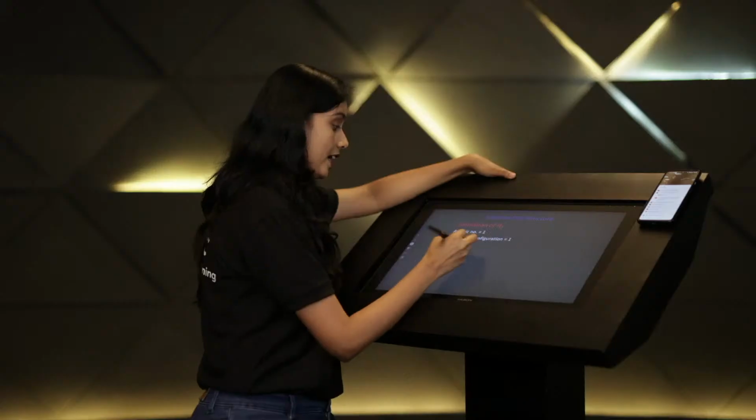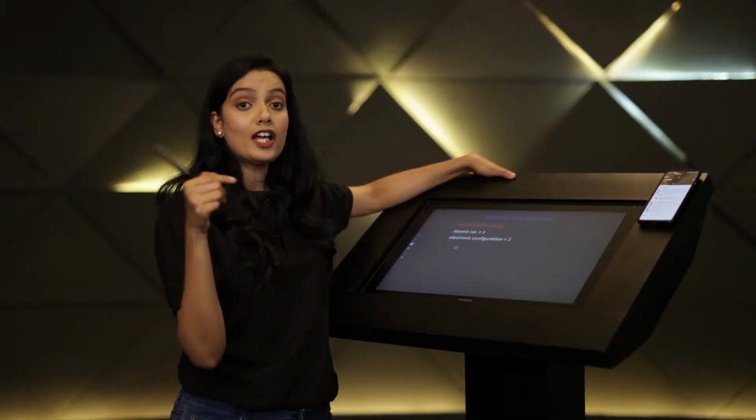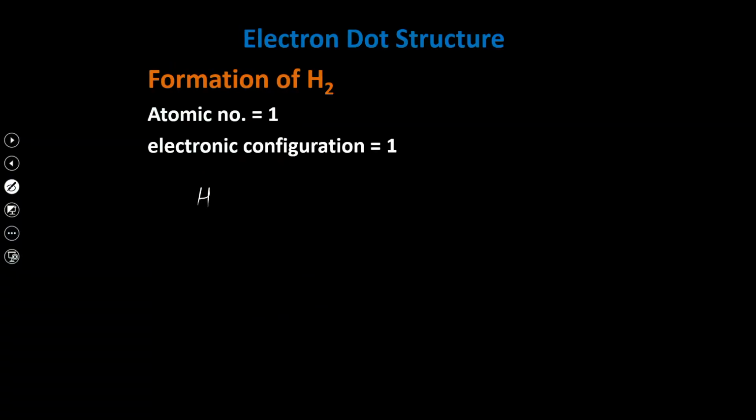So in the case of hydrogen, it needs one more electron to complete its duplet. It has one electron and combines with another hydrogen, which also has one electron. They share their electrons with each other so that they complete their duplet. As a result of sharing of electrons, the hydrogen molecule with a single bond is formed. So a single covalent bond is formed by the sharing of 2 electrons.